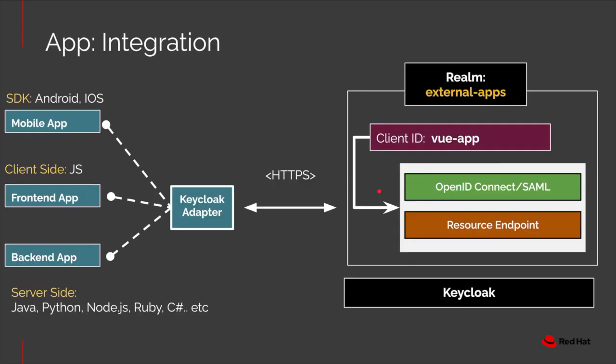Let's move to app integration. For integrating any application with Keycloak, you just need to do simple things. One is create a realm if you want to do some separation, like for your external users or internal users, you can create two realms. And in the external realm, you just need to create a client. For any application, you need to create a client for the integration.